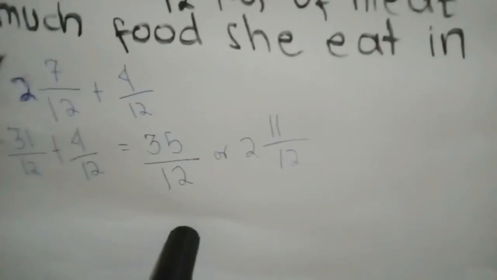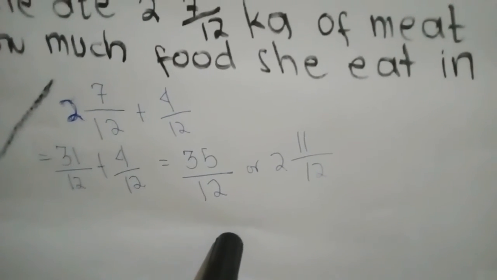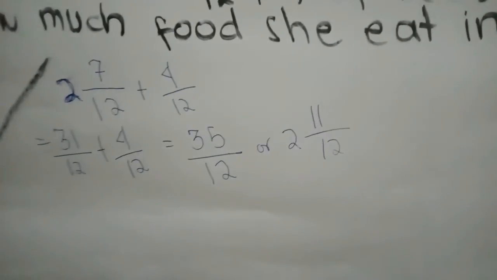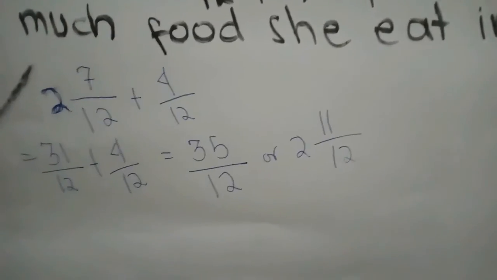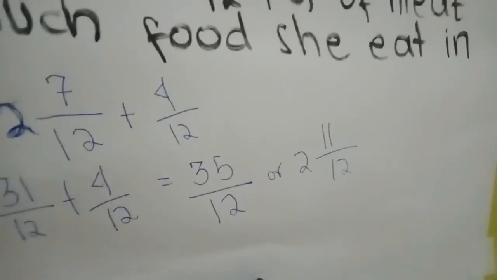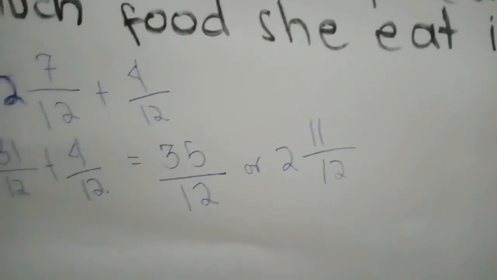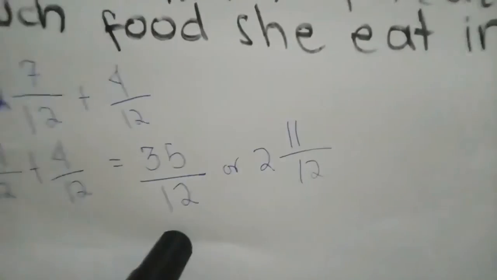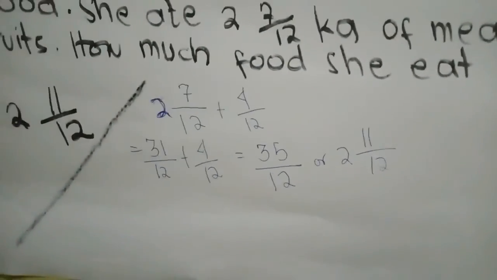So, 31 plus 4 equals 35. Then, copy the denominator, 12. So, pwede siya ma-simplify. Yung 35, i-divide siya sa 12. Gets?